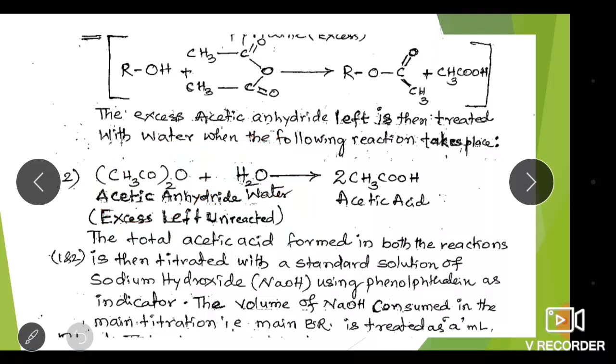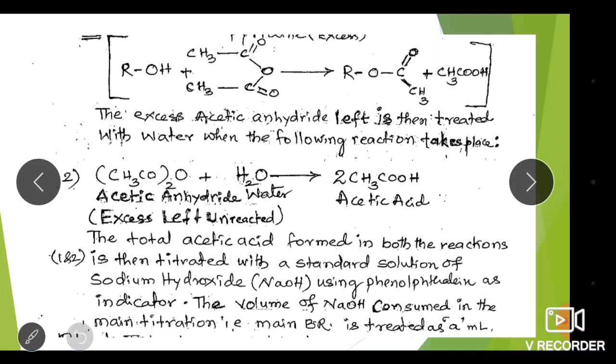That means first we take a known quantity of the organic compound that contains the OH group, and react it with acetic anhydride and pyridine. After reflux we will get the ester and the acid. After getting the ester and acid, the acetic anhydride which is left unreacted is treated with water, that is, water is added to the solution. Then we get hydrolysis of unreacted acetic anhydride into acetic acid.